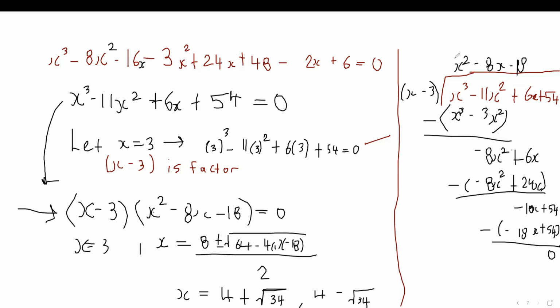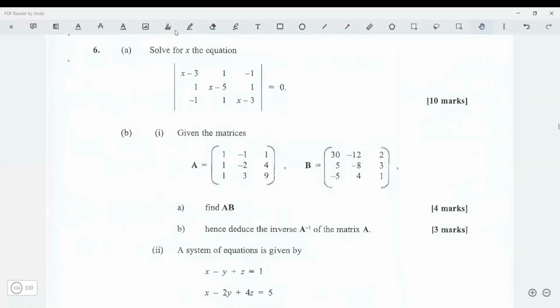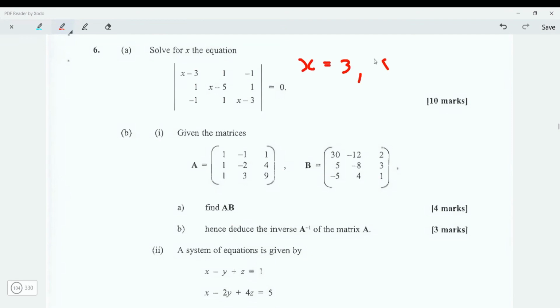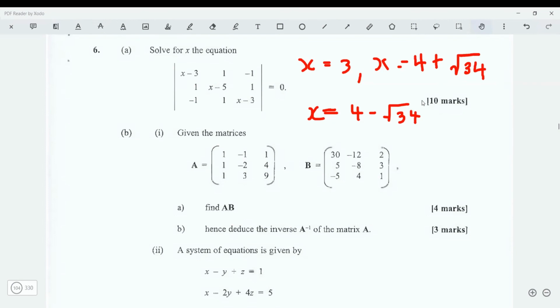So of course, I'll write all of the answer up on the paper now. So here it is. I'm going to write it on the paper. So solving this, we end up with x equal to 3, or x equal to 4 plus root 34, or x equal to 4 minus root 34. Nice. All right, nice and easy. Nice. All right, now look at this now.